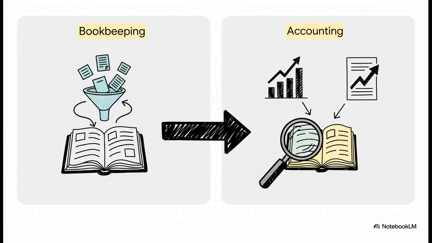Think of it like this. Bookkeeping is like writing in a diary. You're just recording the facts of what happened each day. Accounting is reading that diary, analyzing it, finding the patterns, and then writing the official biography of the company. Bookkeeping is the what. Accounting is the so what.